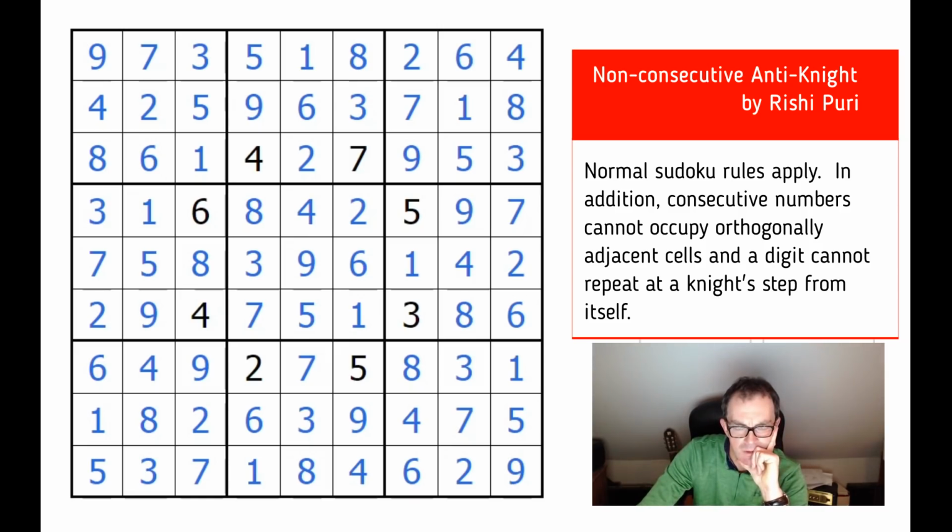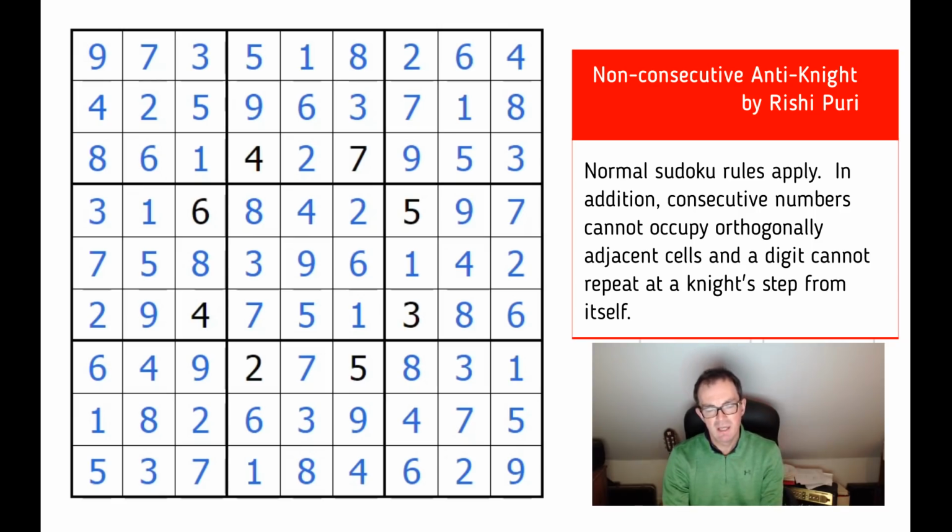What a puzzle. I mean, I'm going to be very interested to read the comments on this one. That to me, as a feat of setting, is a work of pure genius. Pure genius. Rishi, hats off, my friend.